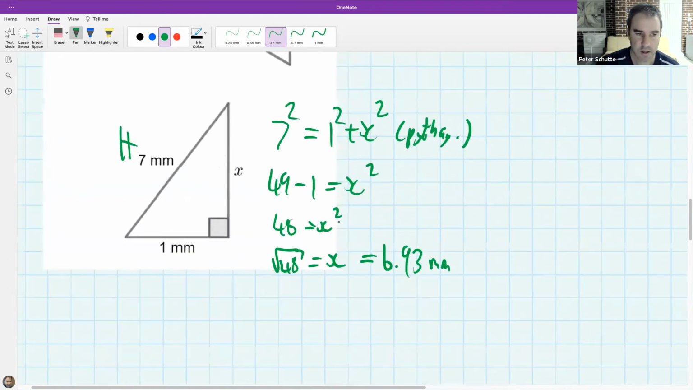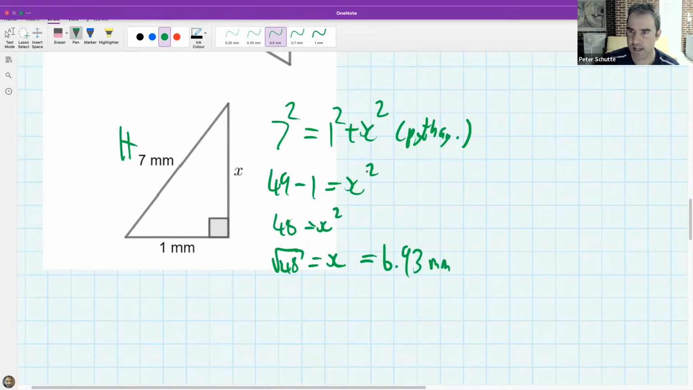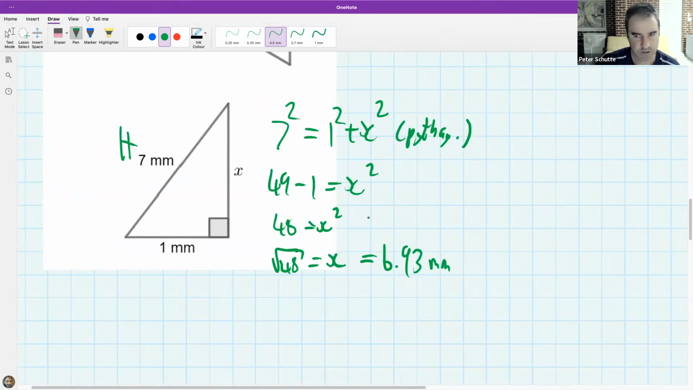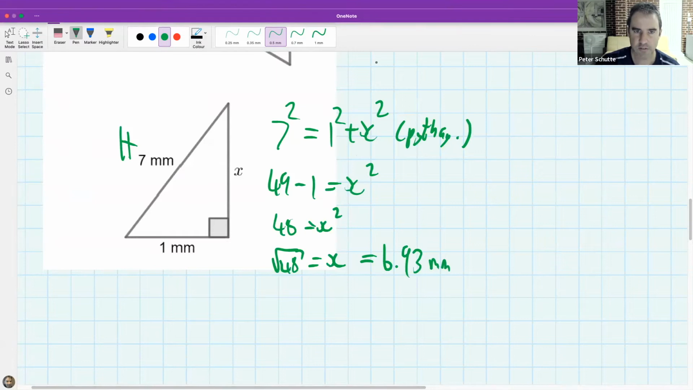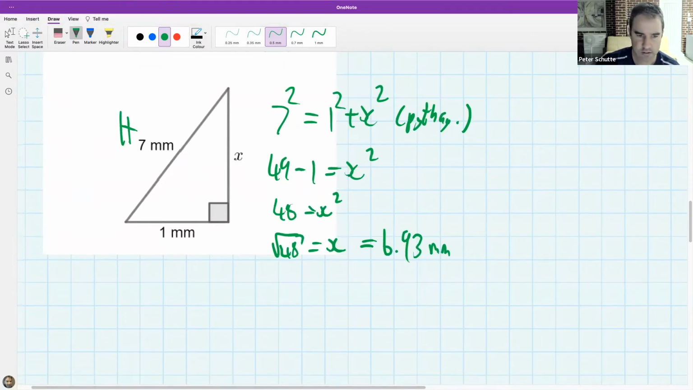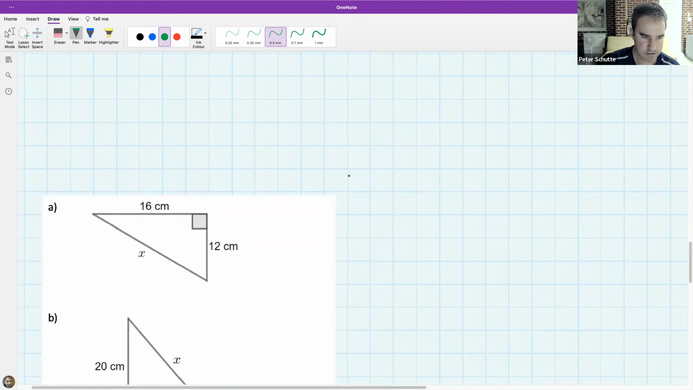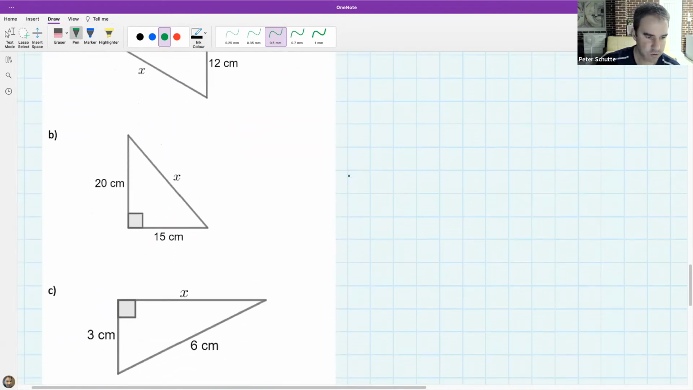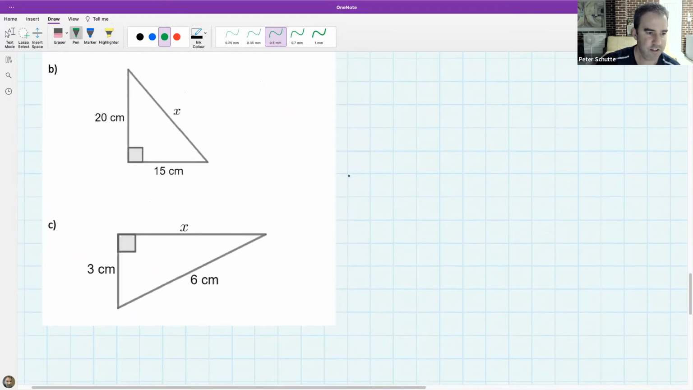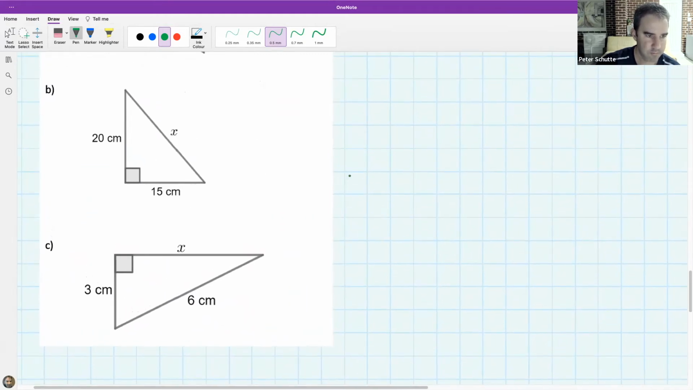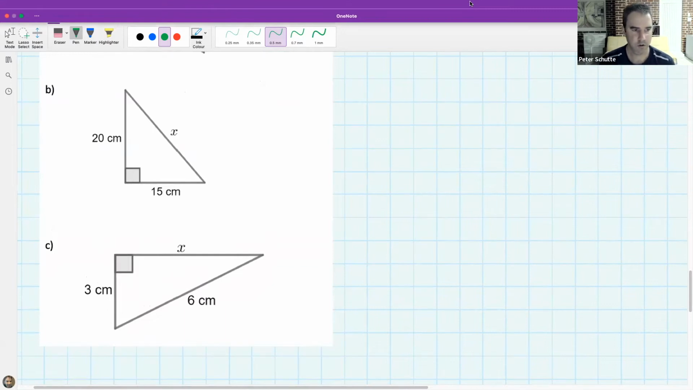Okay. All right, so that is another good tool. Let's do one more of these just to make sure that you know what's going on. So take a screenshot if you need to. And if there are any questions, don't be afraid to raise your hand. Let's do these two. So I want you to work out what B and C is, and then we'll move on from Pythagoras. Actually, no, we'll do one more after this. Let's see how it goes.